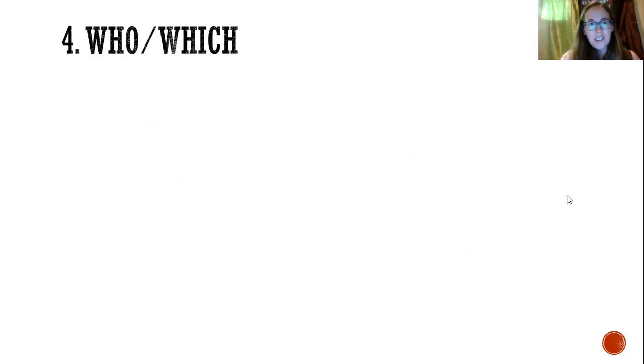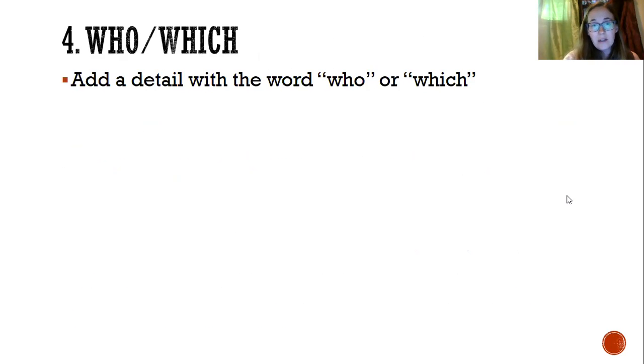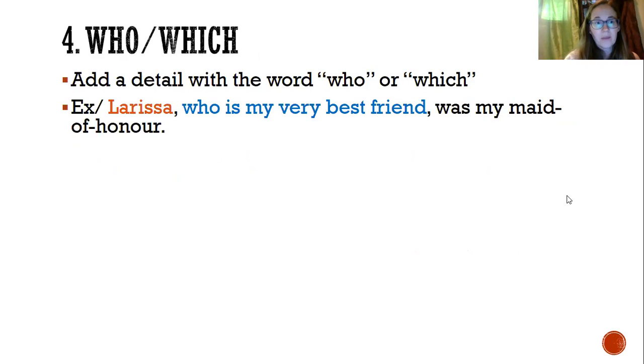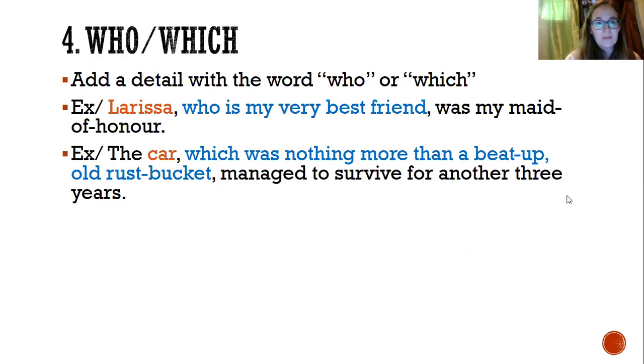Okay, the fourth strategy is to add detail with the word who or which. So for example, Larissa, who is my very best friend, was my maid of honor. This is sort of like the appositive that we talked about last week, adding some detail. Another example, the car, which was nothing more than a beat up old rust bucket, managed to survive for another 3 years. So if it's a person we're describing, we'll use the word who. If it's a thing we're describing, we'll add the word which.